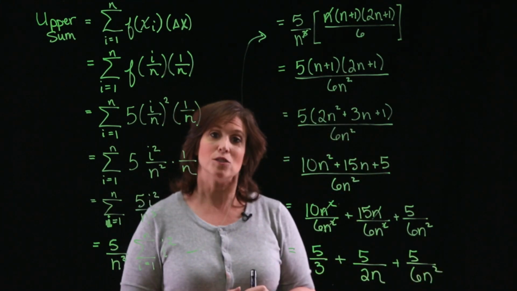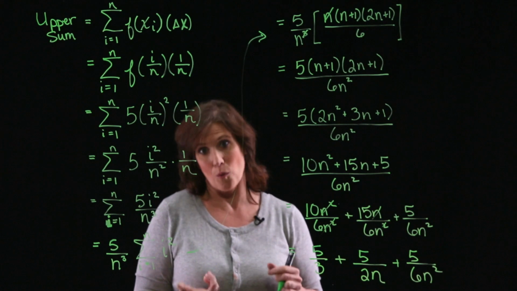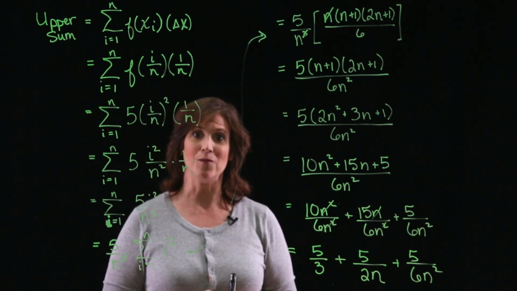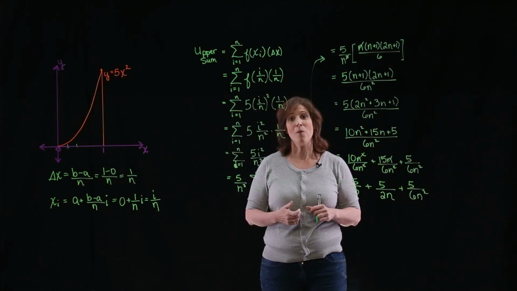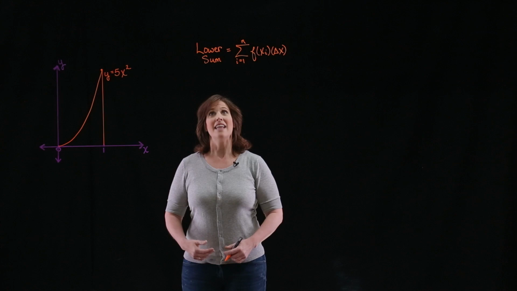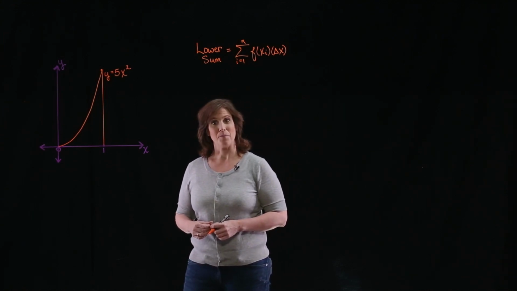All right, because I was not told how many subintervals to use or what the value n is, that's as far as I can go. And that's my upper sum for this problem. Now we'll go ahead and look at the lower sum. Now we're ready to find the lower sum.